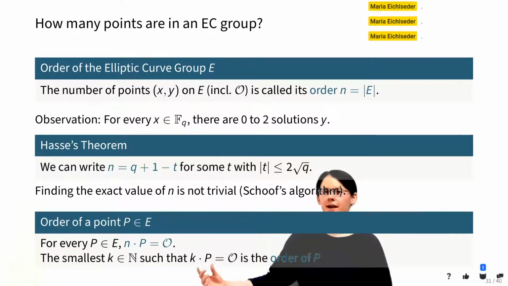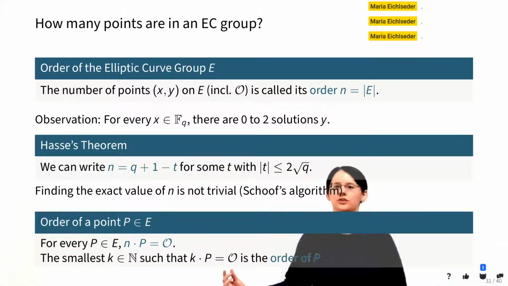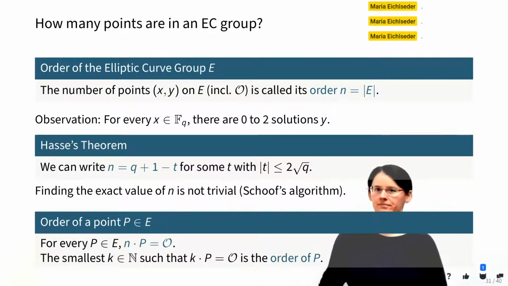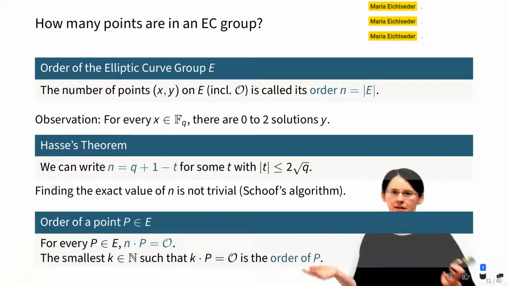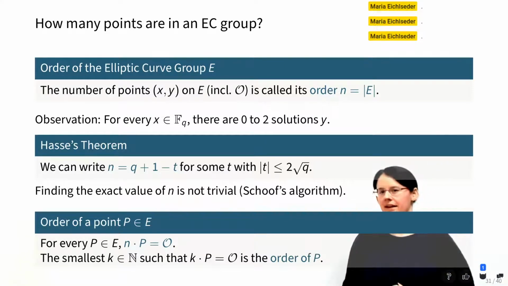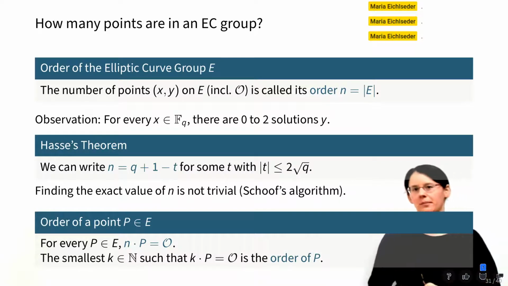How often do I have to add the point to itself in order to generate the neutral element, which we denote by this calligraphic O? And the smallest number that satisfies that is the order of this element. In other words, this is also the size of the subgroup generated by P. So if P is a point with a very large order, it means it can generate more numbers, which means it's more suitable as a base point in elliptic curve problems, in discrete logarithm problems.